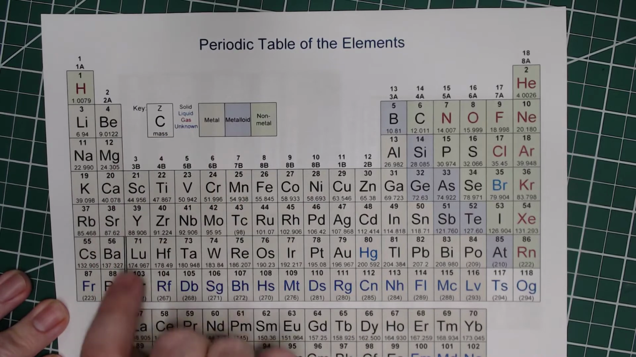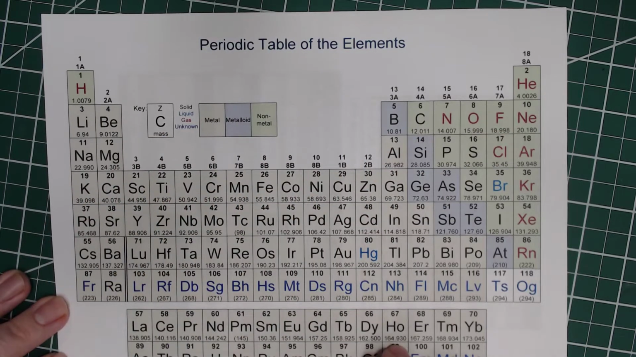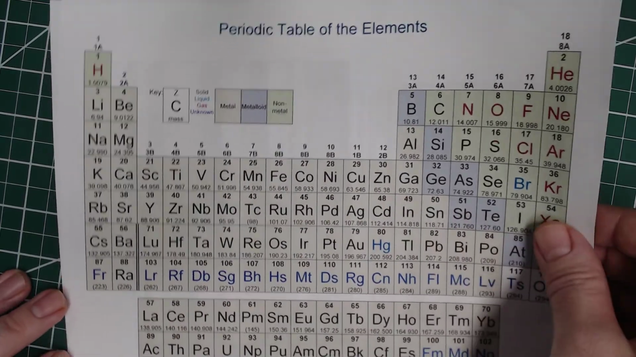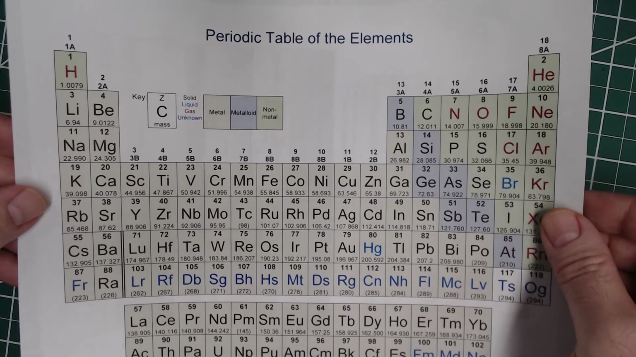There's a key up here and everything, and it's color-coded for your convenience. So we'll talk about what those numbers mean and everything. I recommend printing out a copy of that. If you've got a color printer, that will be quite handy.